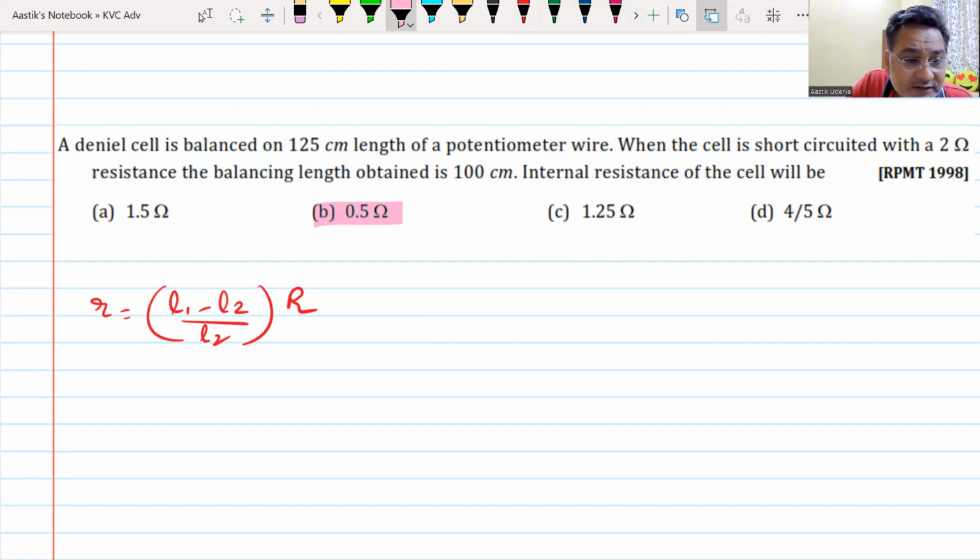Having said that, let us now move ahead and see some questions on the heating effect of current, regarding heat and all that. And these are the questions that are coming in the exam these days. So let us understand this heating effect of current.